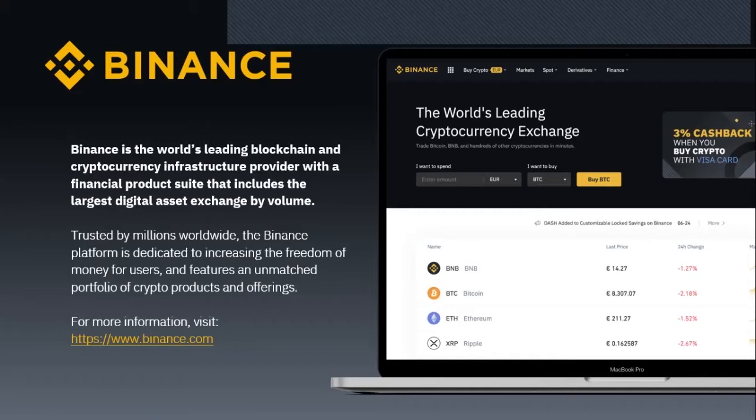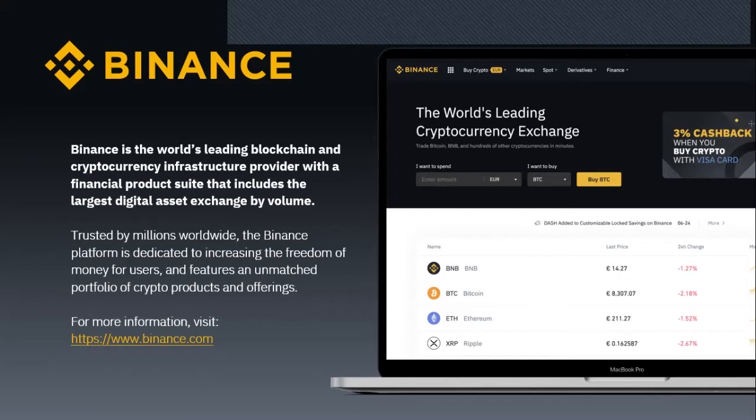Binance is trusted by millions worldwide. The Binance platform is dedicated to increasing the freedom of money for users. It's one of their core values and features an unmatched portfolio of crypto products and offerings. When I say unmatched, I mean all manner of awesome stuff that you see on Binance, from Binance Academy to Launchpad to research. The trading platform itself is not the only thing. There are a whole lot of things that you will see on Binance.